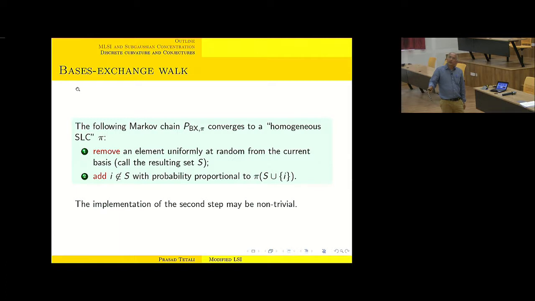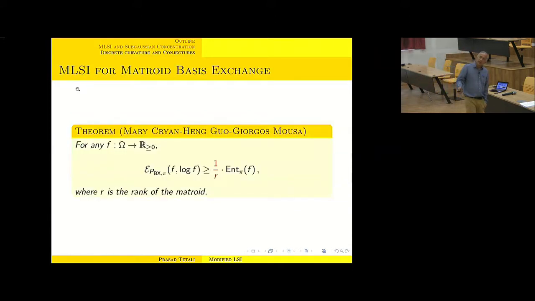Turns out if pi is uniform, that's what you get, but pi can be a more general distribution, so-called homogeneous, strongly log-concave. I'll say what that is in a second. So this step, that's what's new. People mostly studied uniform addition and removal, but the non-uniform addition is what's interesting in this. And the theorem I mentioned yesterday is that then the modified log Sobolev constant is at least 1 over R.